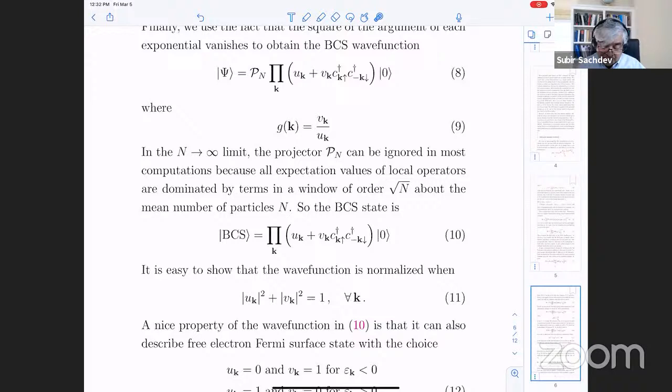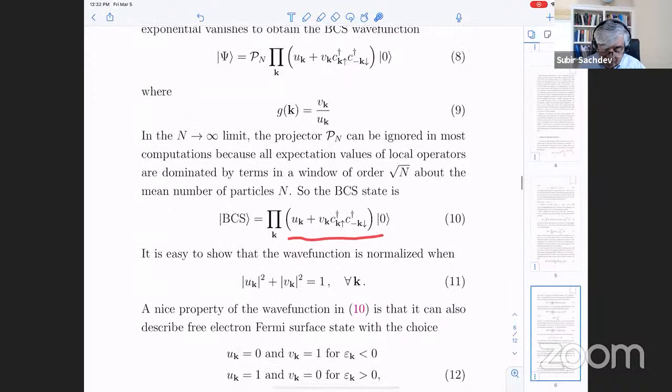They literally took this wave function and evaluated expectation values of the Hamiltonian. It takes some simple algebra, because these operators with different k all commute with each other, so it's easy to work out all the properties. And this is a state with a variable number of particles in some grand canonical ensemble. In fact, in the grand canonical ensemble, you could even normalize it. You just take <BCS|BCS>, and you find that it's normalized provided u_k squared plus v_k squared is one for all k.